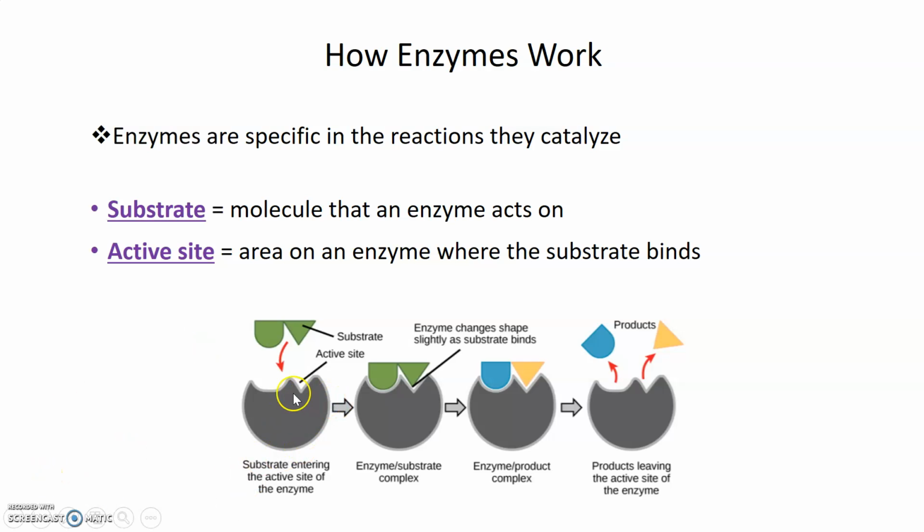And the area on the enzyme where the substrate binds to is known as the active site. And that's what confers the specificity between enzymes and their substrates. Active sites usually have a specific shape that only their specific substrate can fit in and bind to. And when that happens, you can see the substrate here in green binding to the active site on this gray enzyme. They create an enzyme-substrate complex, and then that enzyme can catalyze the reaction and turn this green substrate into blue and yellow products.